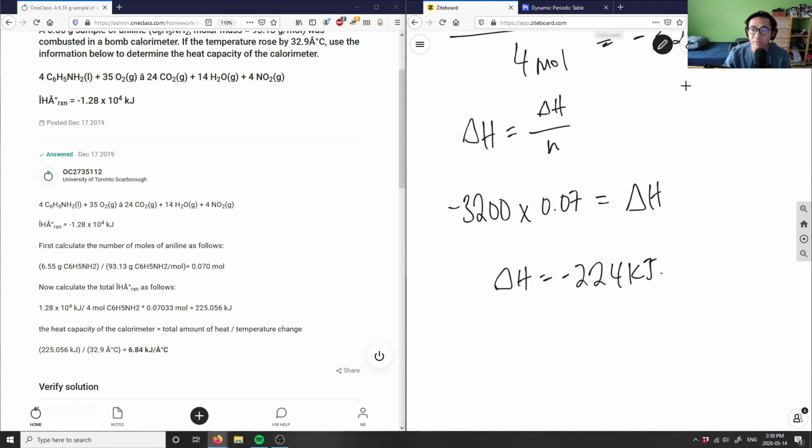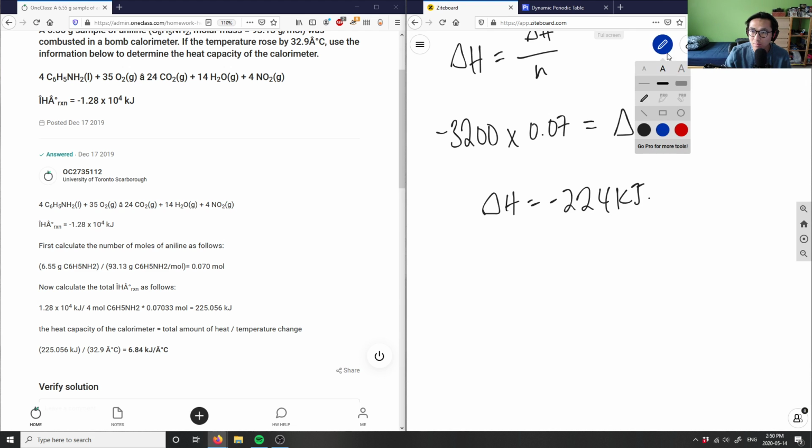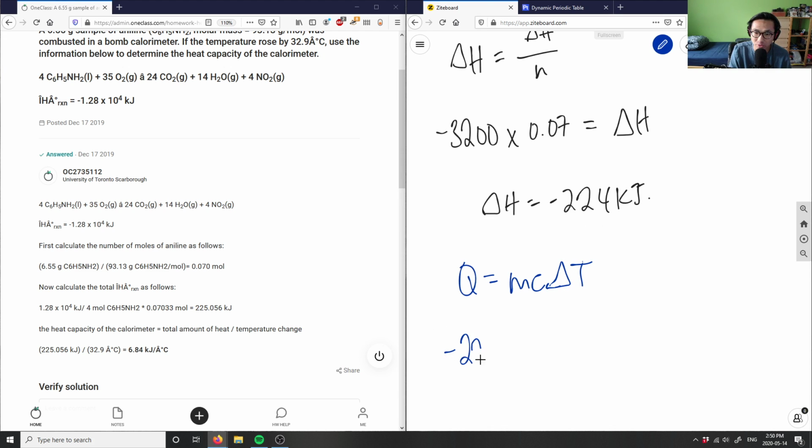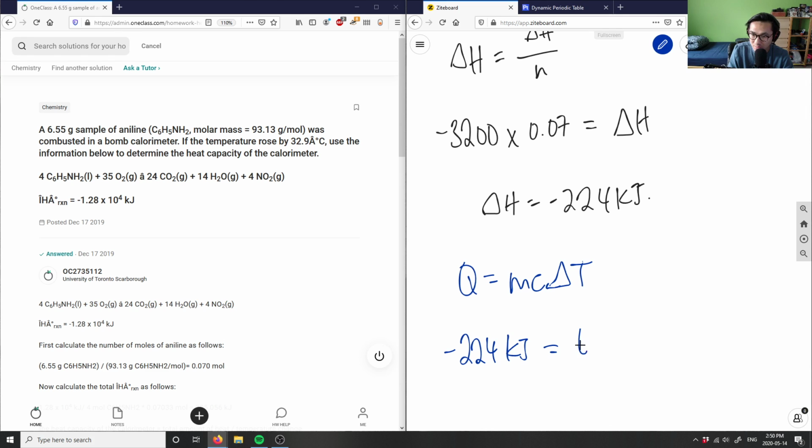And then basically if I want to find the heat capacity, I know that Q equals MC delta T, right? Q equals MC delta T. My Q here is negative 224 kilojoules. And it's going to equal the mass here, which is, let me scroll up here, the mass here is 6.55 grams times C. I don't know C. I'm trying to solve for C. And the delta T here is 32.9. It rose by 32.9. So this here would be 32.9, right?